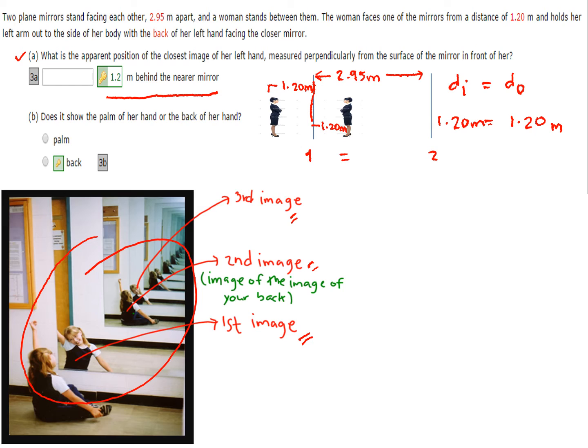Does it show the palm of her hand or the back of her hand? Since it is said here that she holds her left arm out to the side of her body with the back of her left hand facing the closer mirror, it is the back of the left hand that is facing the closer mirror, which is mirror 1. So therefore it is going to show the back of her hand.